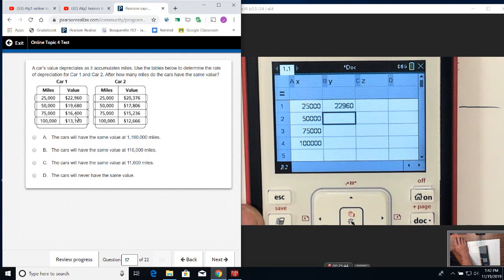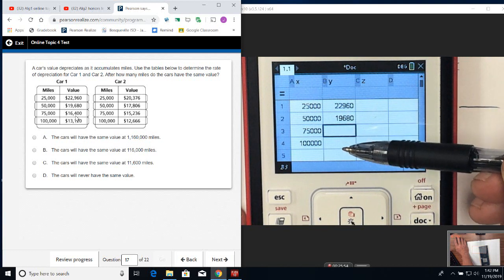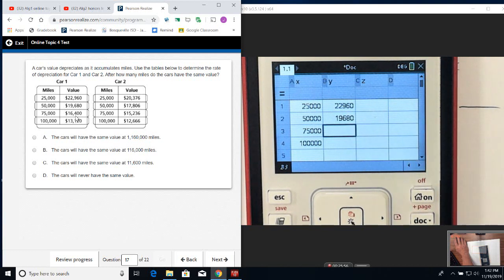$22,960. What about car 2? 19,680? Oh, that's car 1 still, I'm sorry. So the value of car 1, as we put more miles on it, it's going down. What if you have 75,000 miles on the car? What's it worth? Okay, this is kind of like Kelly Blue Book values. Maybe this is a Toyota Camry or something. Maybe it's a Ford truck. I don't know, but as you put more miles on it, it's going down in value.